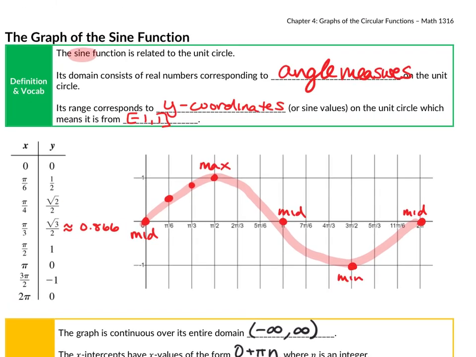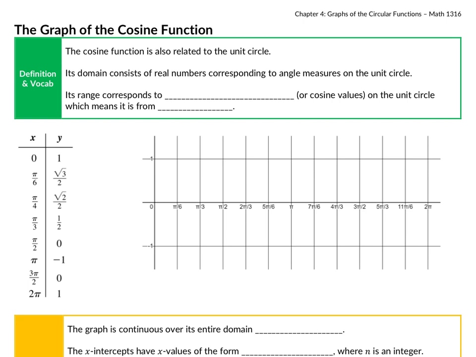Now it has a related function, a graph that's going to look very similar if we flip it over. Cosine function is also related to the unit circle, but with the cosine function, it's going to correspond to the x coordinates around the unit circle. So we're still having an input of angle measurements and an output, this time of the x coordinates, but our x coordinates also just go from -1 to 1. So from a left distance of -1 to a right distance of 1.